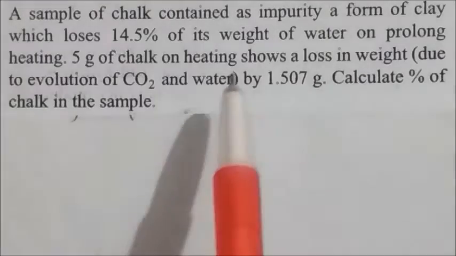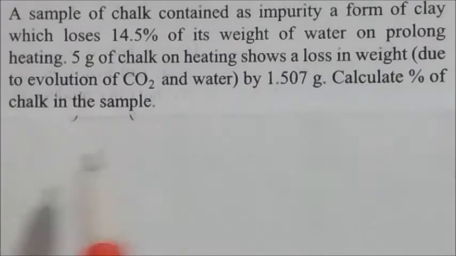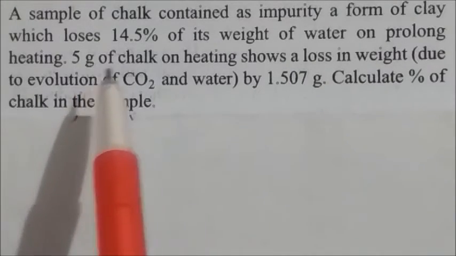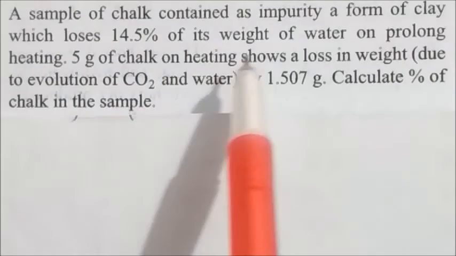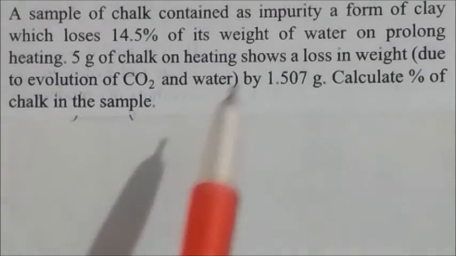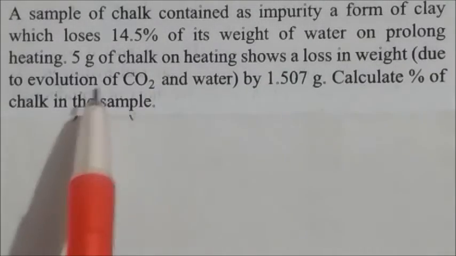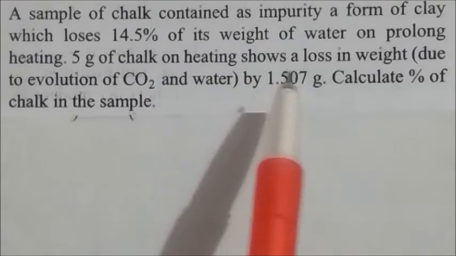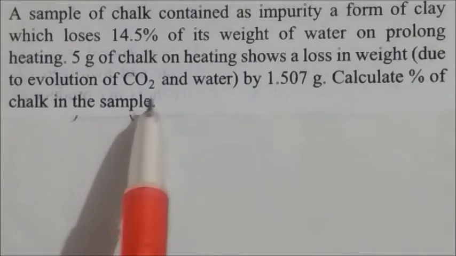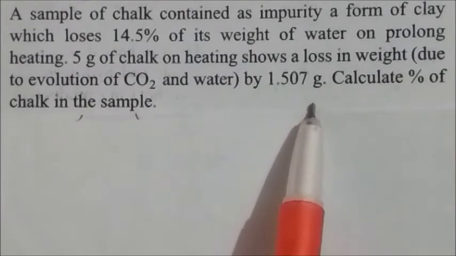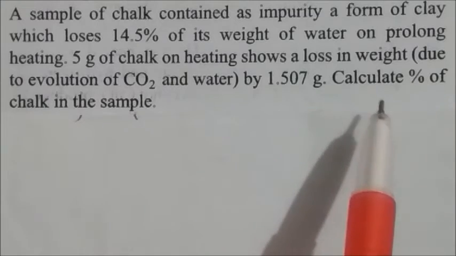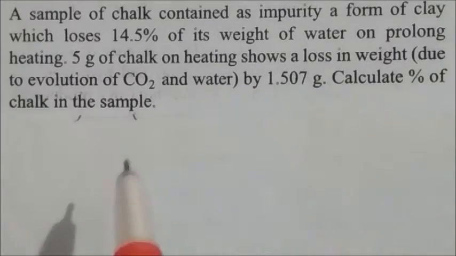Rock contained as impurity a form of clay which loses 14.5% of its weight of water on prolonged heating, and 5 grams of chalk on heating shows a loss in weight due to evolution of CO2 and water by 1.507 gram. Calculate the percentage of chalk in the sample. How do you solve this problem?